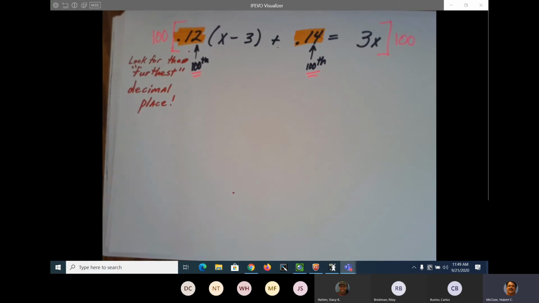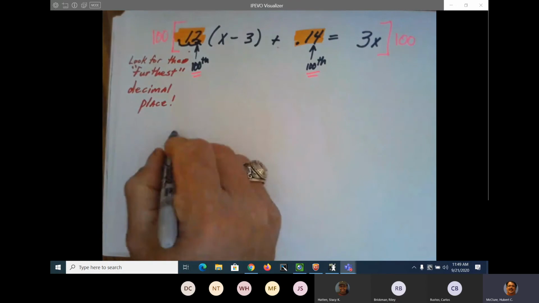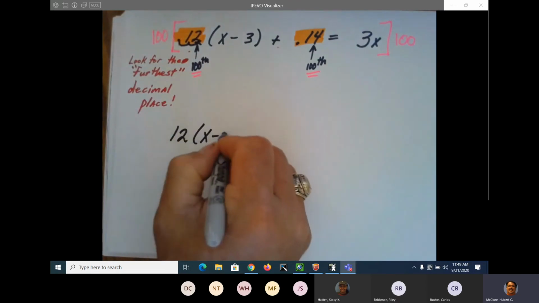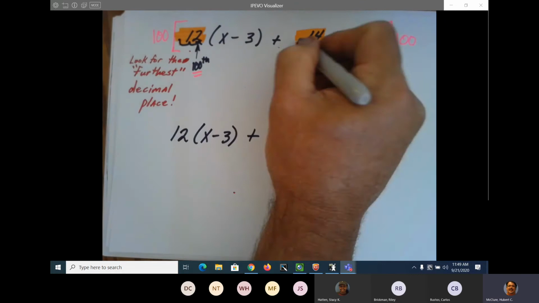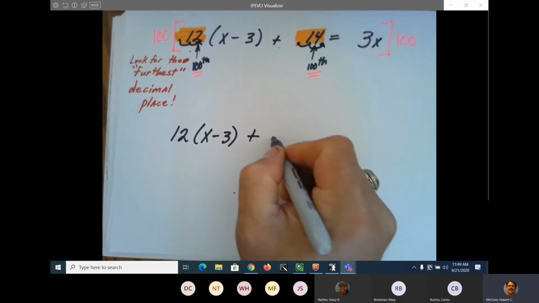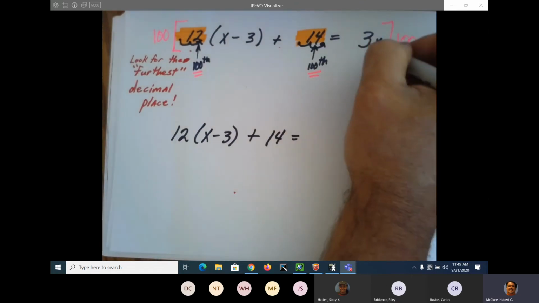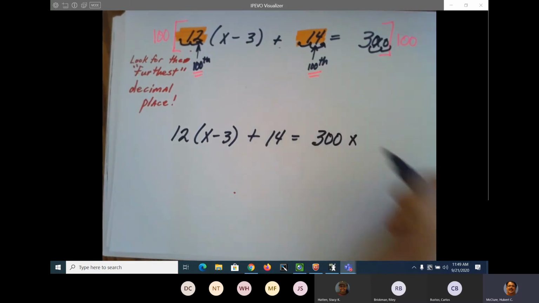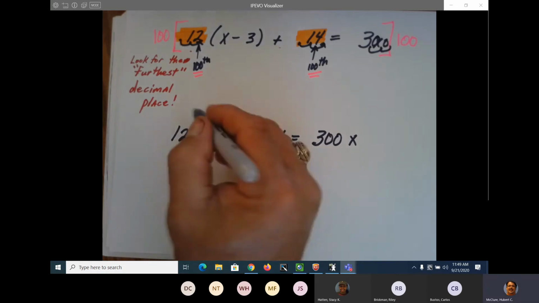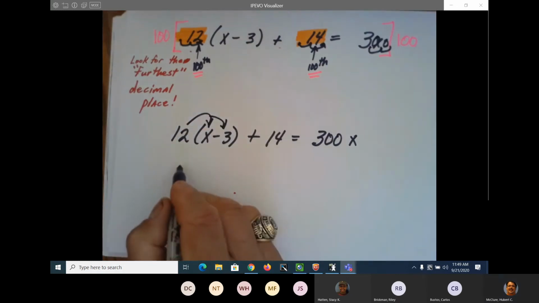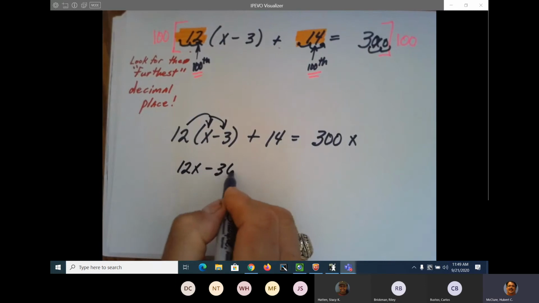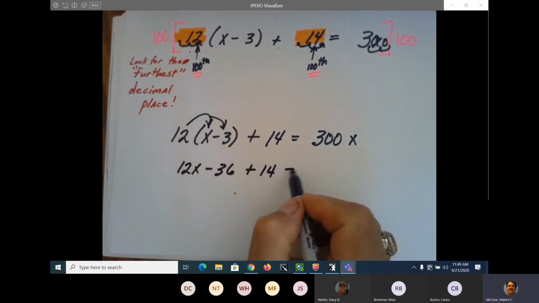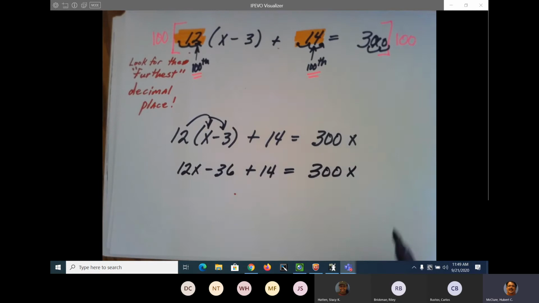So that's going to be 12 times x minus 3, plus 14, is equal to 300x. And now you have a regular problem. Distribute the 12. It will be 12x minus 36 plus 14 is equal to 300x.